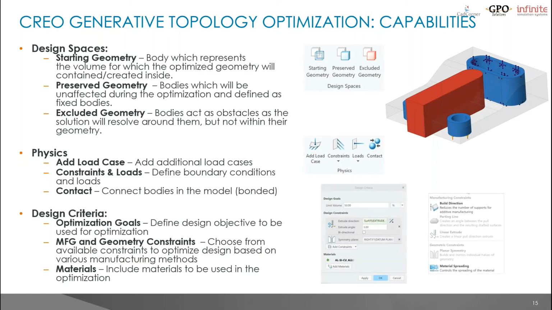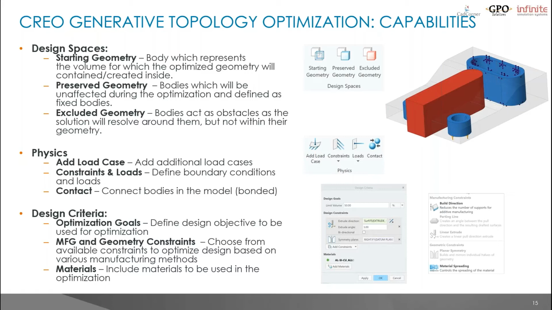Then is your design criteria. So the first one is optimization goals. You can see in this case, you'll see a volume limit of 50%. Now this is how it is in Creo 7.000, but in the future PTC will be adding additional design goals. We also have different manufacturing and geometry constraints.